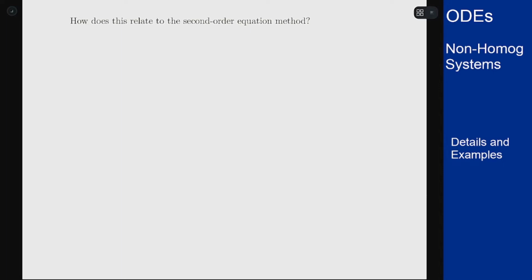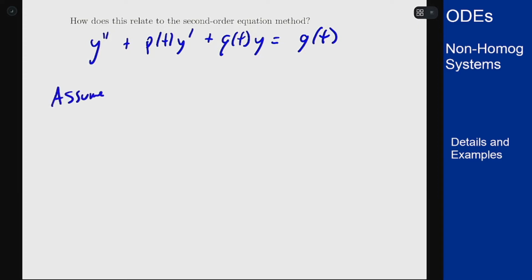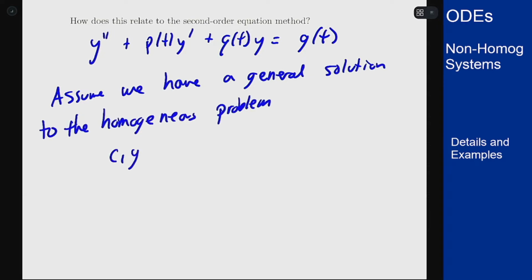So let's take a second order equation and see what that looks like converted to a system, and then apply our new method to that system. We'll start with the generic second order equation: y'' + p(t) y' + q(t) y = g(t). Now, if these aren't constants, we really don't know how to solve it, but we'll assume that we know how to solve it, and they're going to build the variation of parameters part out of it. So we'll assume that we have a general solution to the homogeneous problem as c1 y1(t) + c2 y2(t).